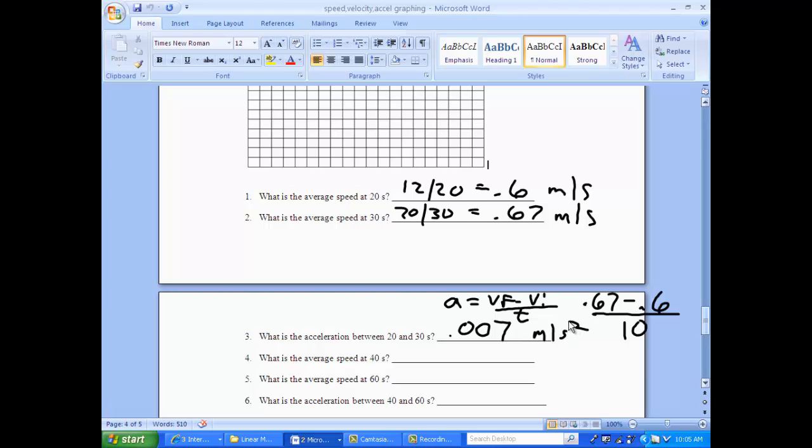There it is. That is the acceleration. So you can end up calculating acceleration from a distance versus time graph. You have to do some math. The slope doesn't tell you it. All right, but you have to do math. So any questions with that? 3, 4, 5, and 6 are the same thing. You calculate your average speed at 40. You calculate your speed at 60. This is going to be your vf. This is going to be your vi. And then you're going to divide it by 20 seconds this time. Okay? Any questions?